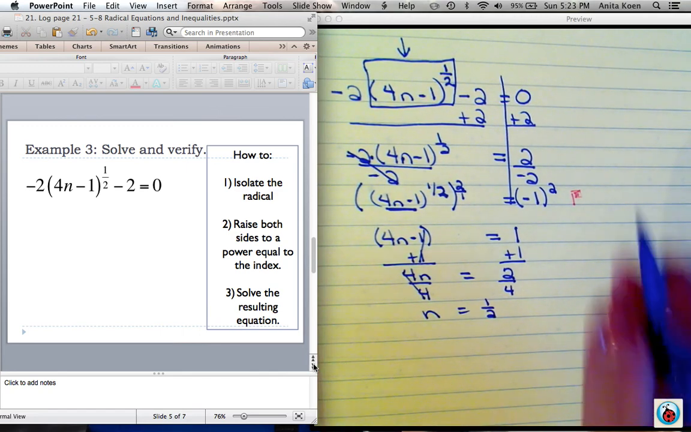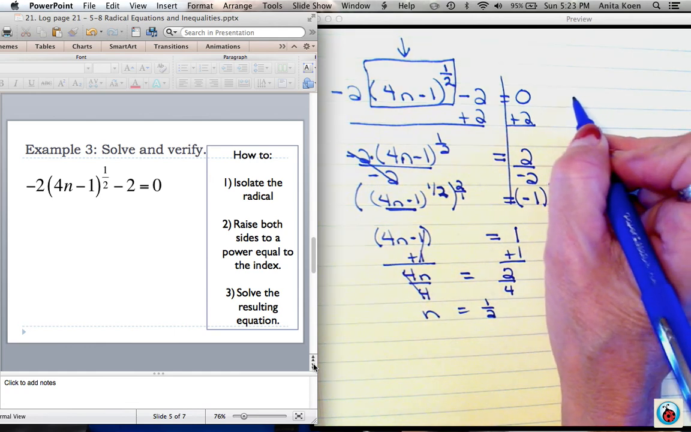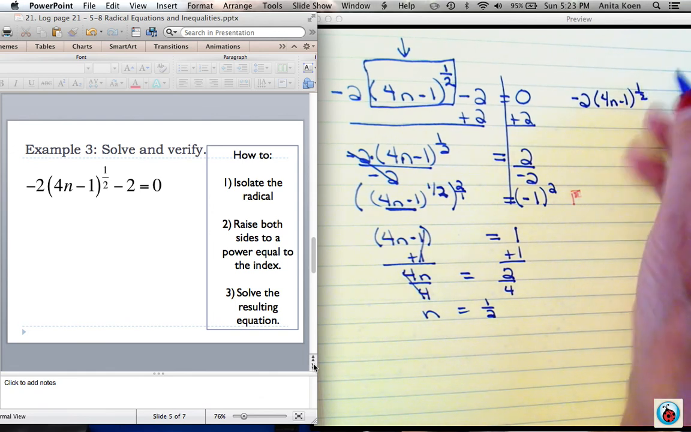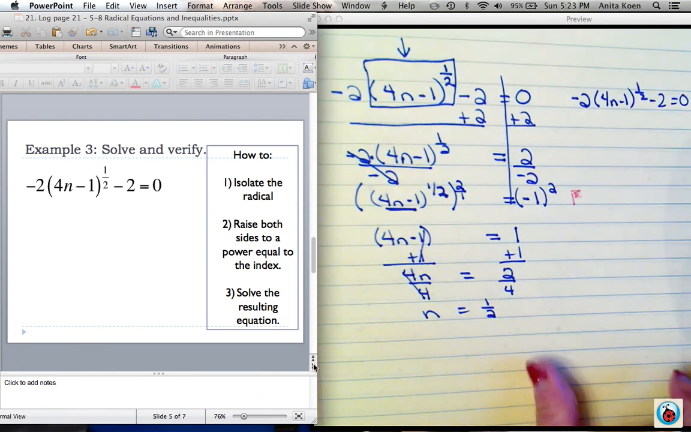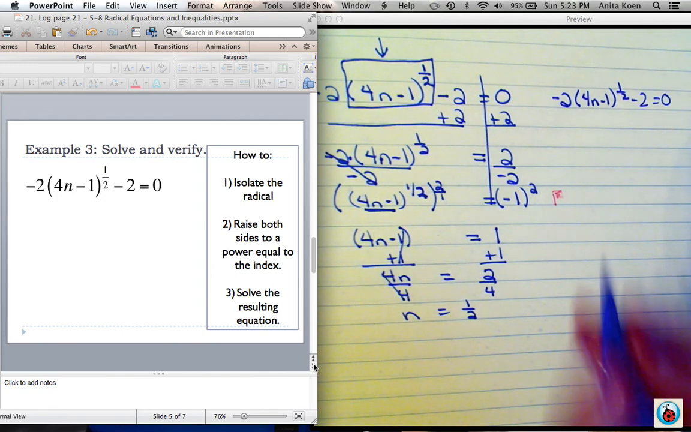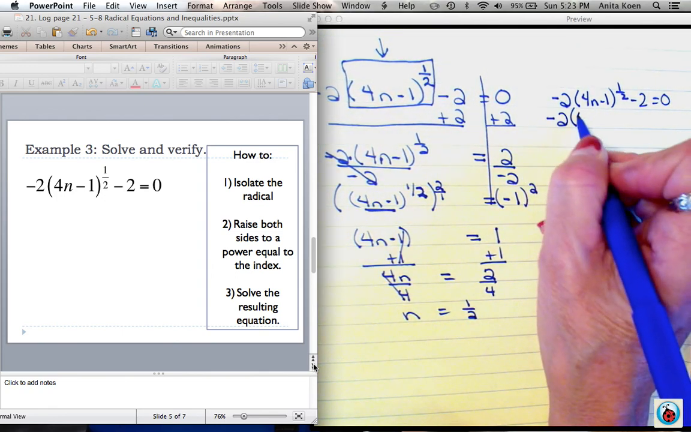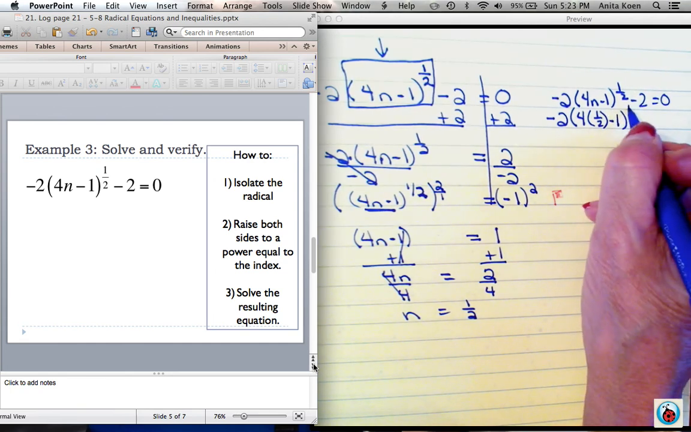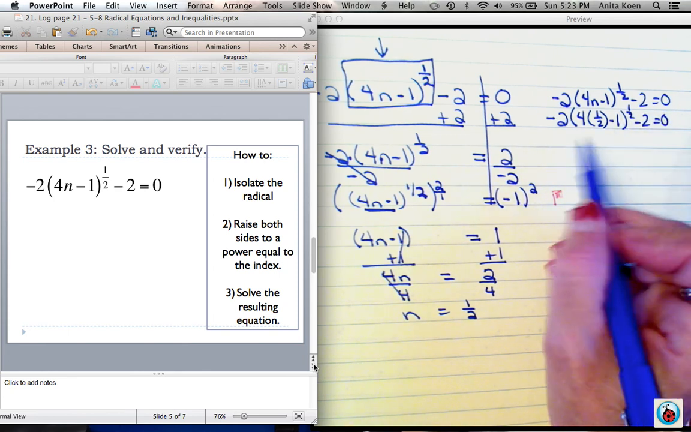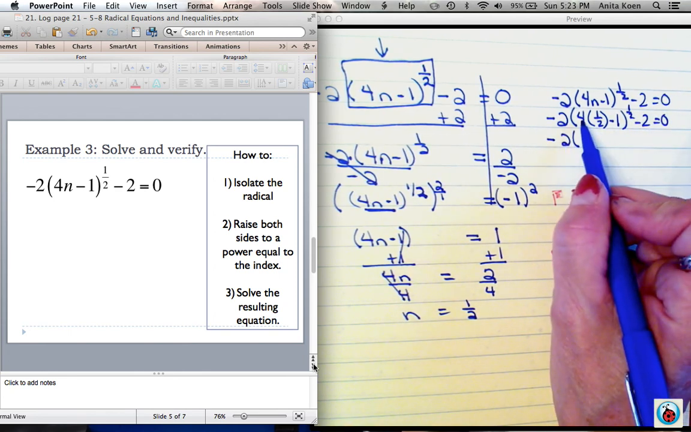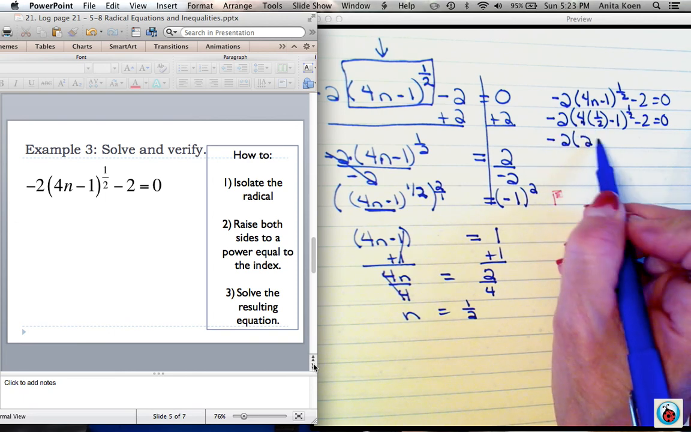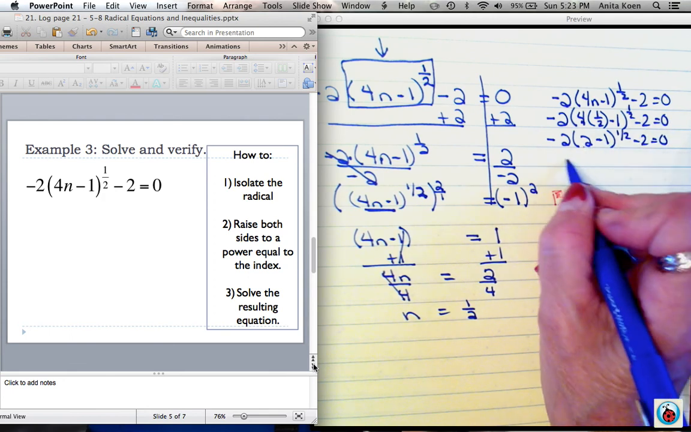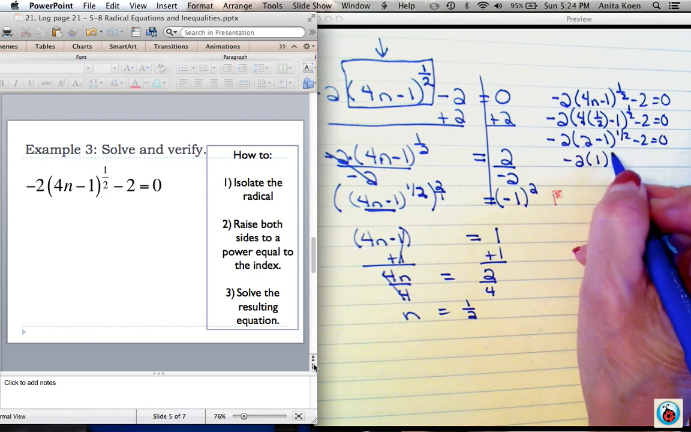Okay, this original equation is negative 2 times 4n minus 1 to the 1/2 power minus 2 should equal 0. Scoot over just a little bit. And I'm going to put in 1/2, substitute that in everywhere I see an n. So 1/2 goes right here. So let's start from the inside. 1/2 of 4 is 2. 2 minus 1 is 1.